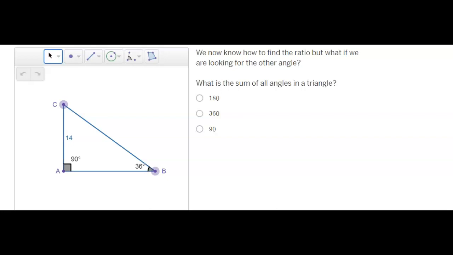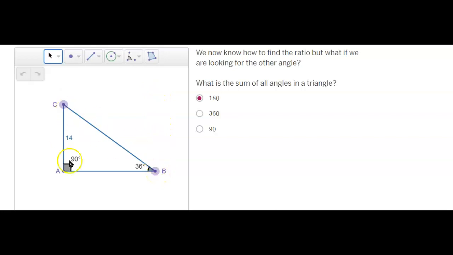We now know how to find the ratio, but what if we are looking for the other angle? What is the sum of all the angles of a triangle? So if I were to add 90 plus 36, what would C plus 90 plus 36 add up to? Yeah, absolutely, 180 degrees. Because remember, this is half of a rectangle.